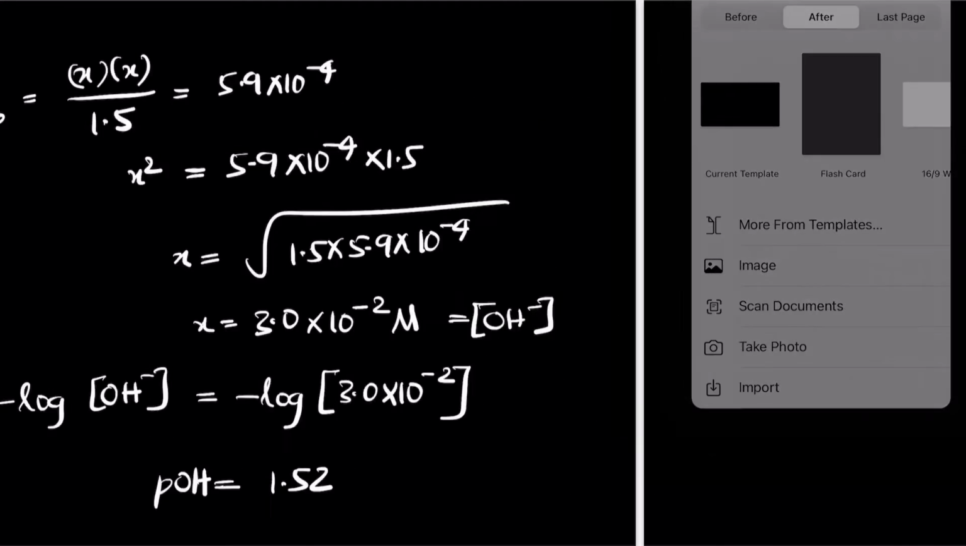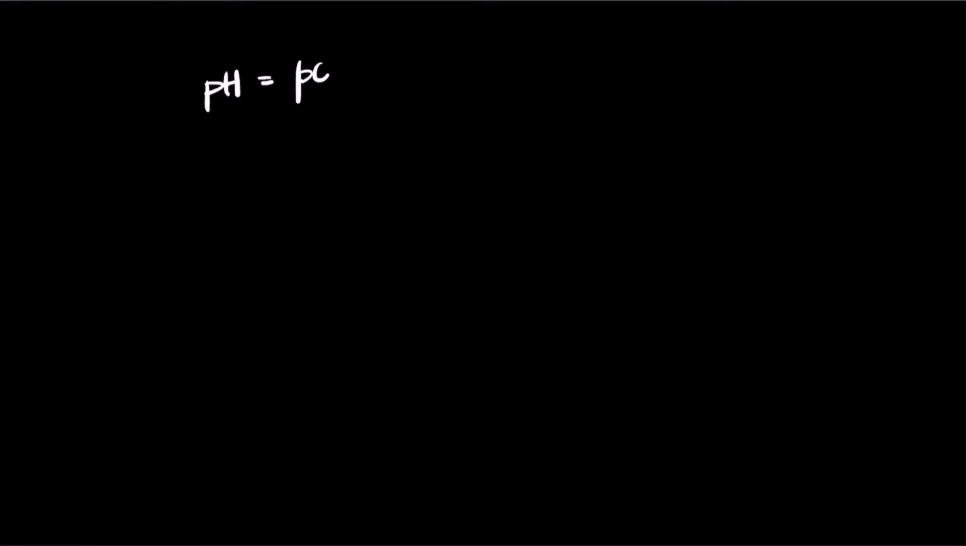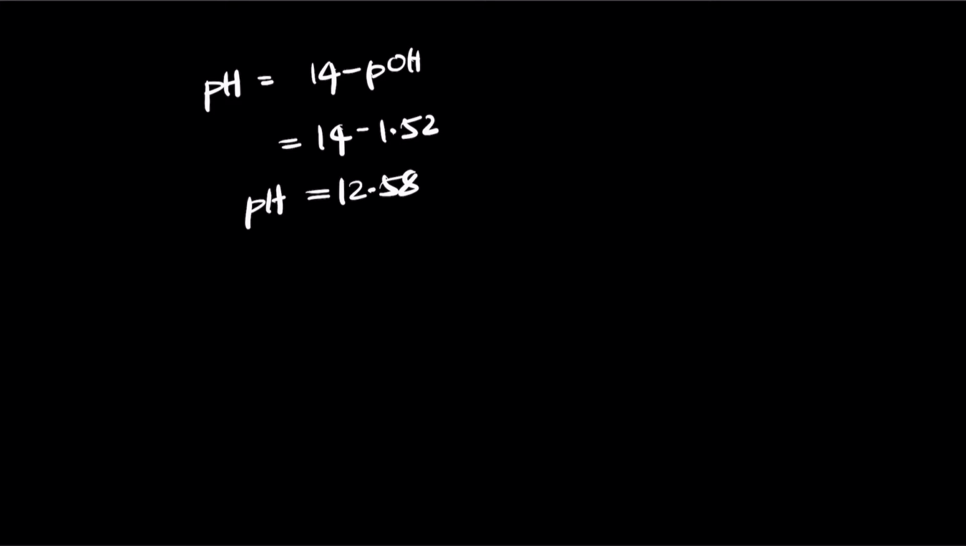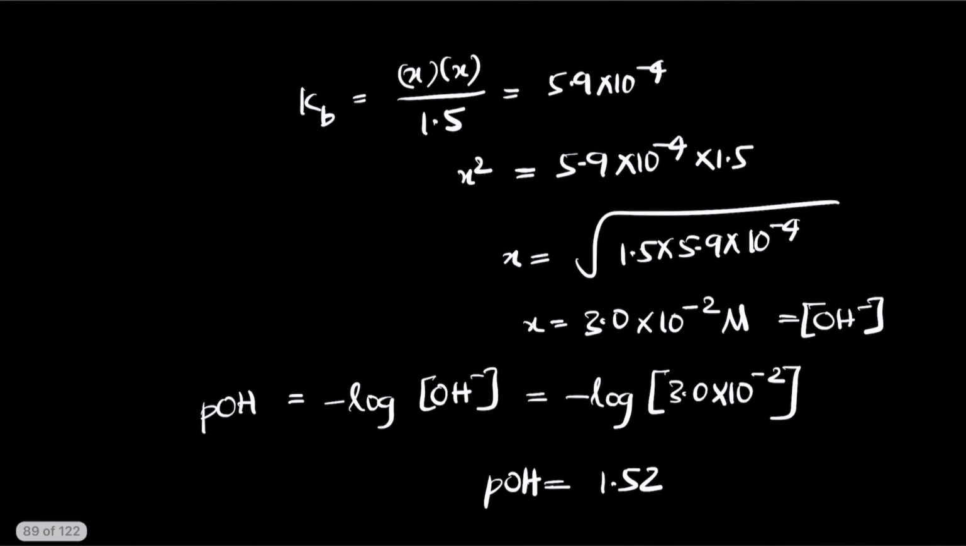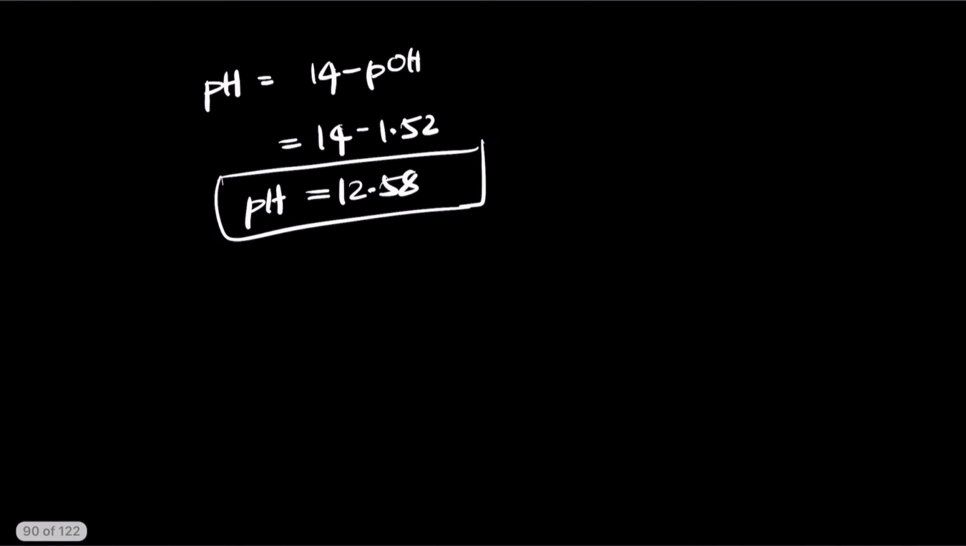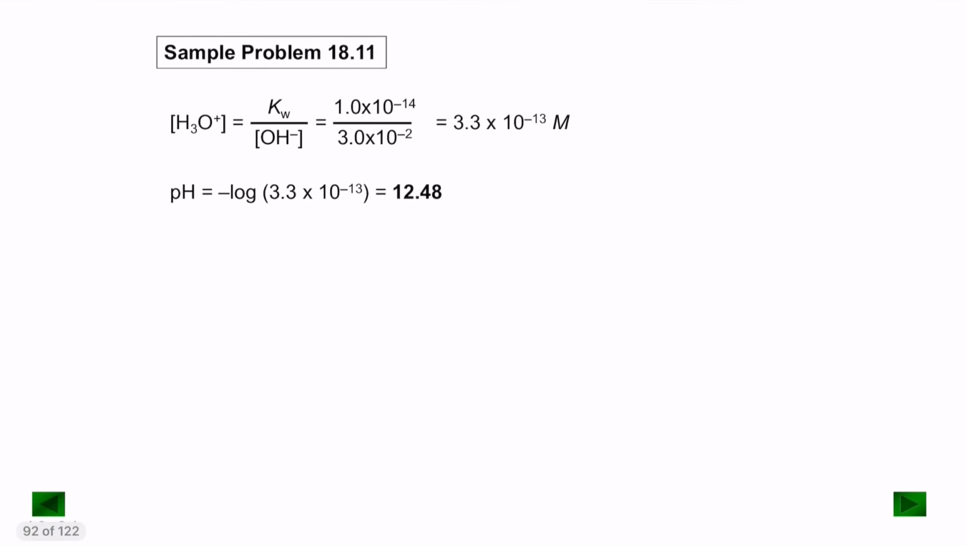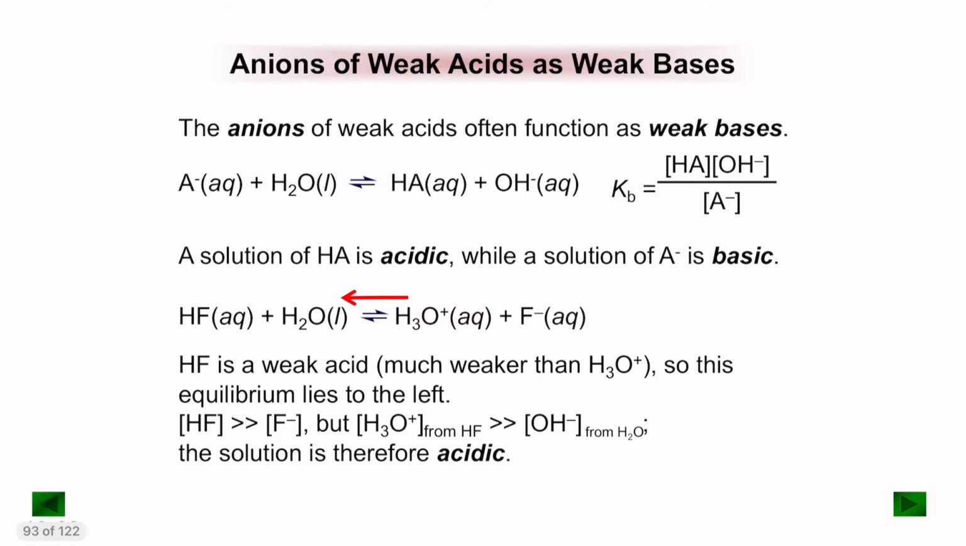Now to find pH, we know the formula is 14 minus pOH, which is 14 minus 1.52, which becomes 12.58. So this is the value of pH. This is how you find the pH. When you have weak bases, first find the OH minus value, calculate pOH, and use the formula pH equals 14 minus pOH, and then finally find the pH value. That is how you can solve these problems.